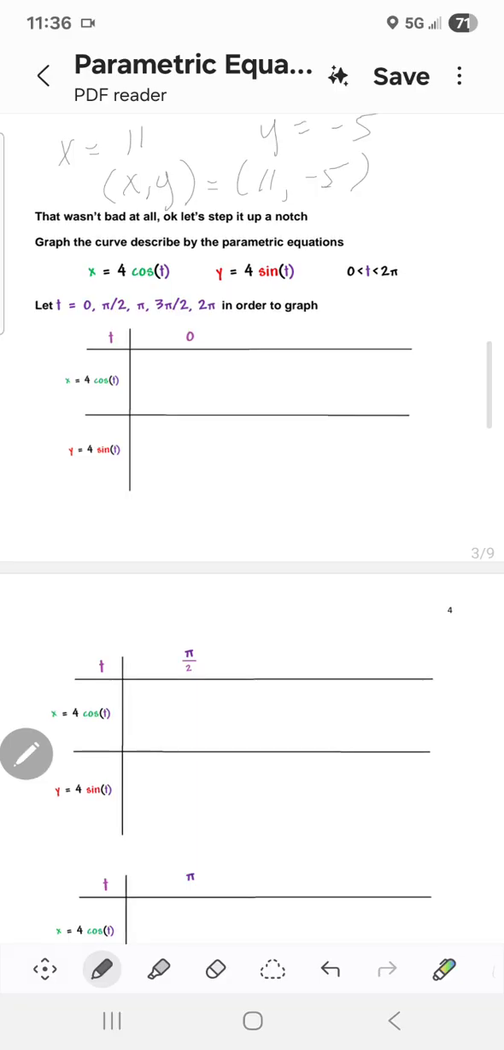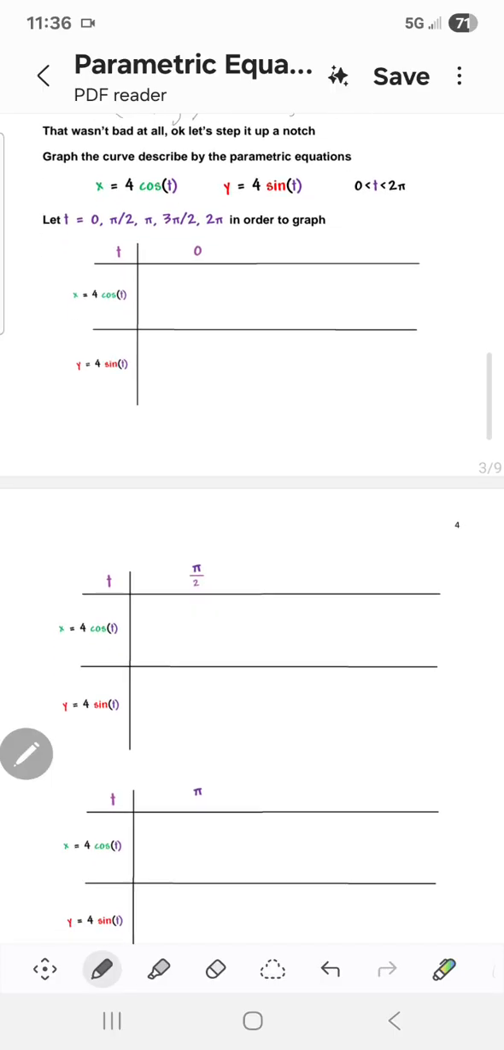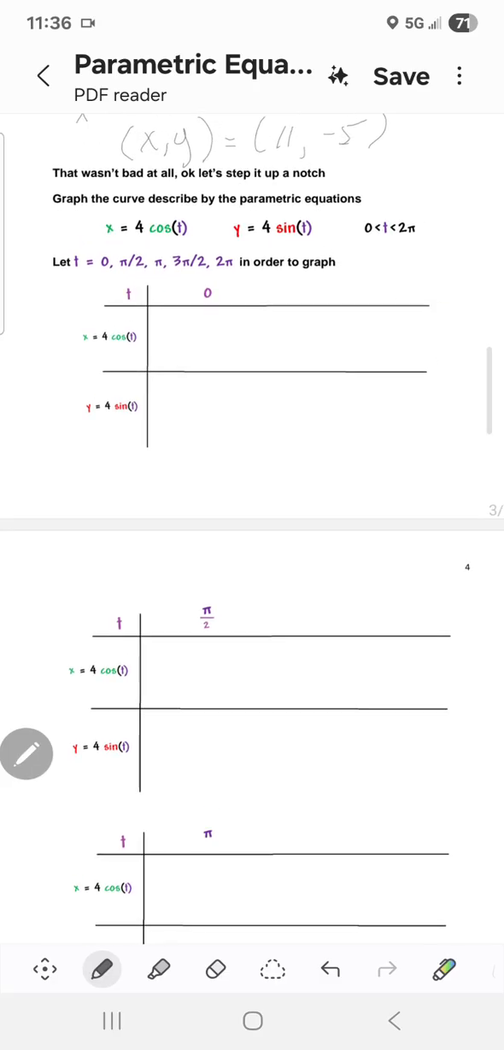All right, so it wasn't too bad. Let's take a look at another one, but maybe step it up just a notch. Let's talk about some curves. So let's say that we want to graph this curve, and we've got x equals 4 cosine t. Again, there's a variable. And y equals 4 sine t. And t is anywhere from 0 to 2 pi. All right, that's not bad.